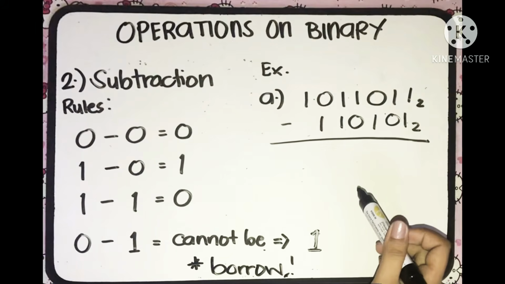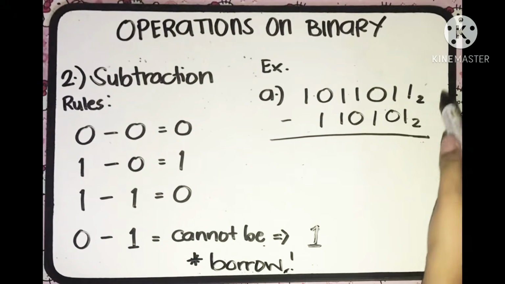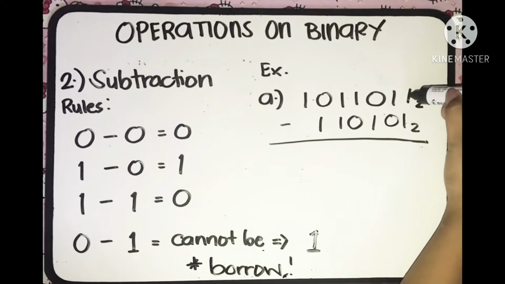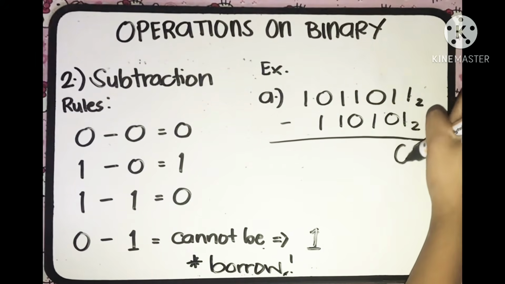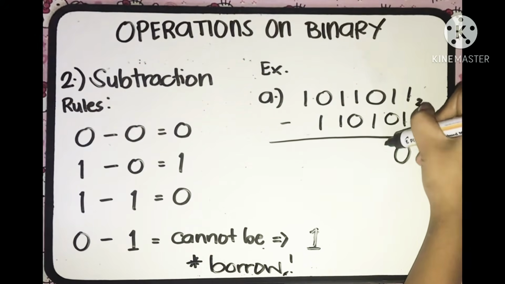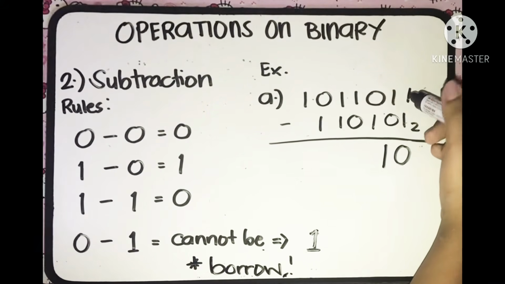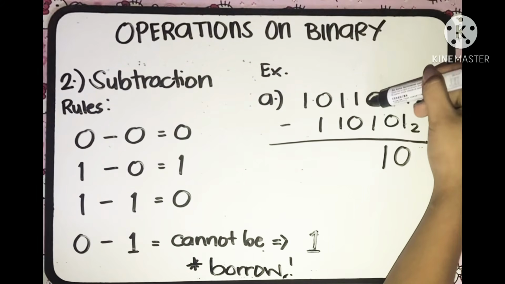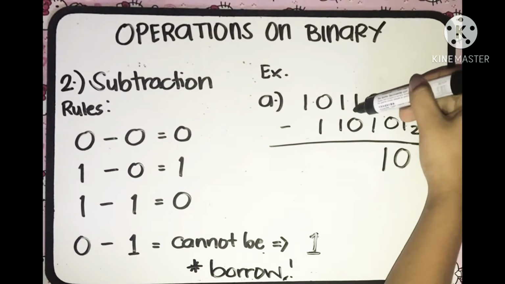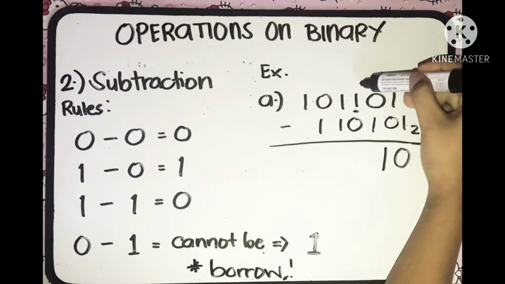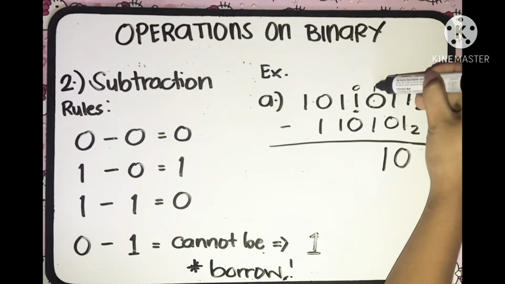So, explain natin tong 0 minus 1 through this example, para mas maintindihan nyo. Okay, applying the rules, we have 1 minus 1, which is equal to 0. Then we have 1 minus 0, which is equal to 1. Then we have 0 minus 1. So, cannot be. So, what we are going to do is yung 0, manghihiram siya sa pinakamalapit na 1. And then, yung 1 na yon magiging equal siya sa 0. And then, itong 0 natin dito, it will be equal to 1, 0.